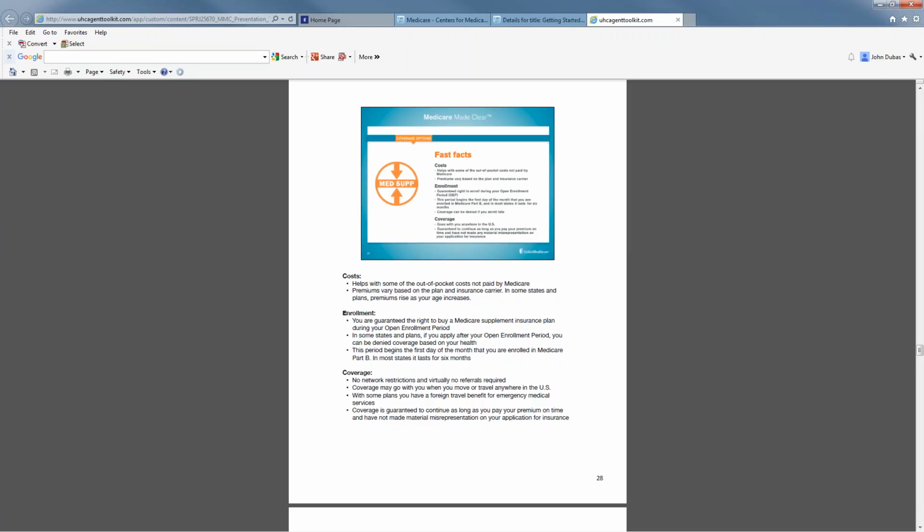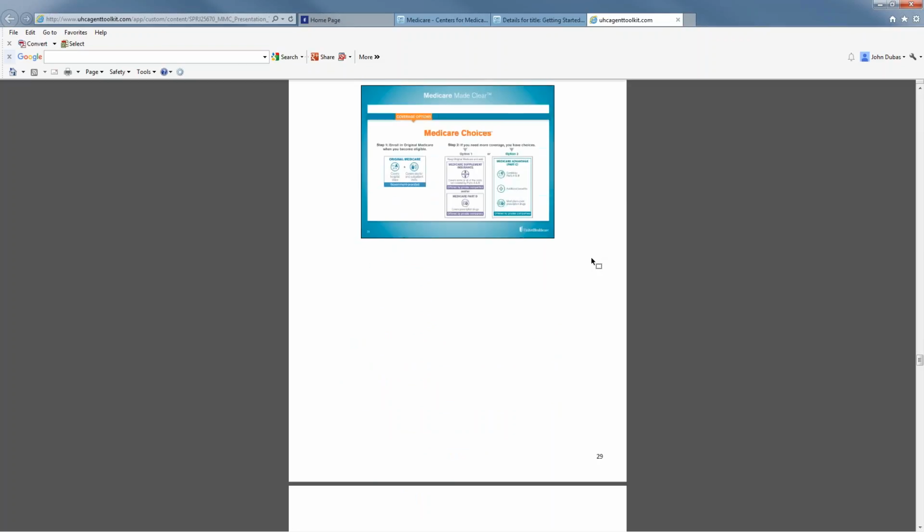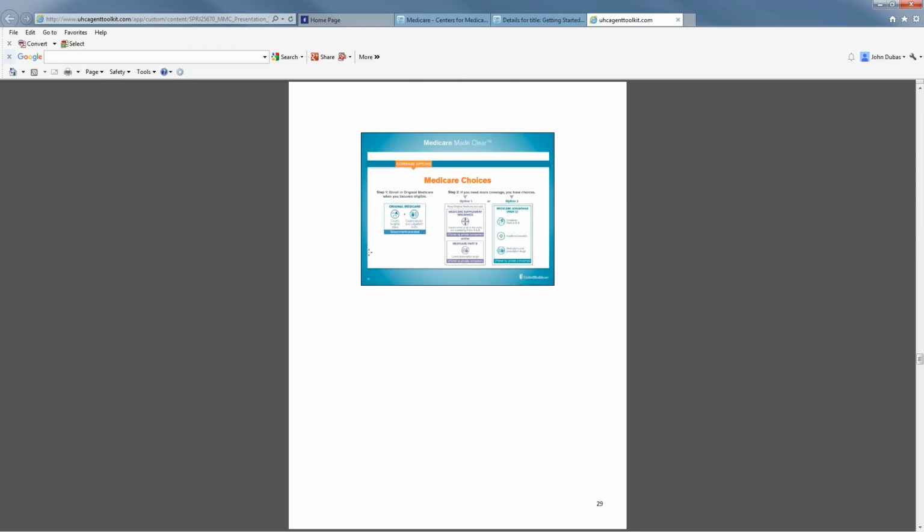The coverage is guaranteed to continue as long as you pay the premium on time and you have not made material misrepresentation on your application for insurance. Translation in English, you didn't lie on the application to get the coverage. So what you have is a multitude of coverages that are available for you.